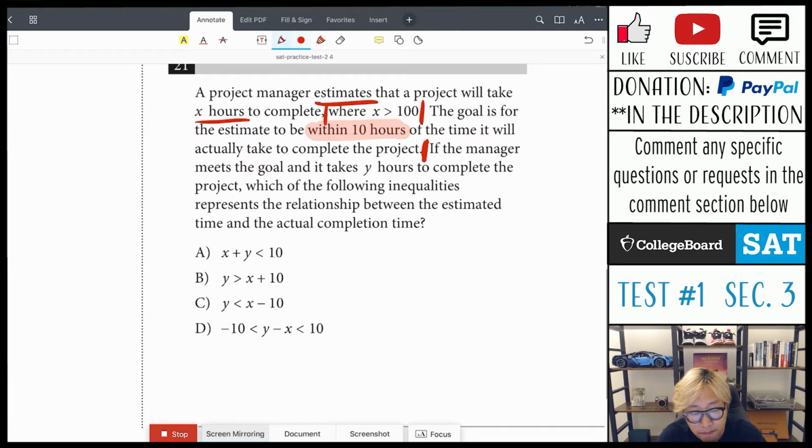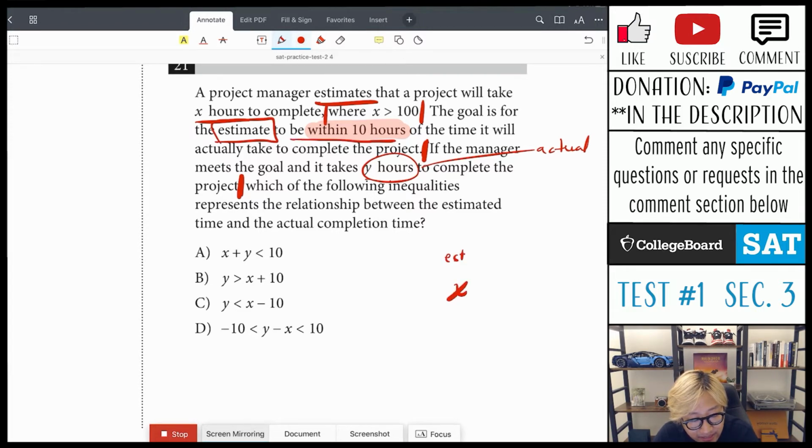If the manager meets the goal and it takes Y hours to complete the project, so Y hours is the actual time, then once again you want the estimate to be within 10 hours. So you want X, the estimate, to be anywhere in between the time it actually took, Y hours minus 10 or Y hours plus 10.